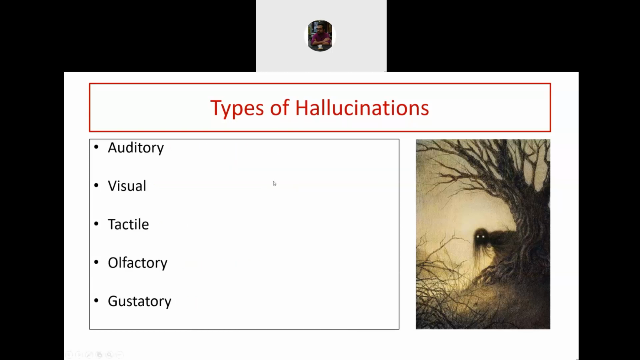So I hope up to this is clear to everyone. So are the basic concepts of delusion, hallucination, and illusion clear? Okay.